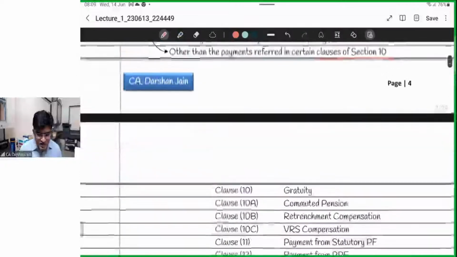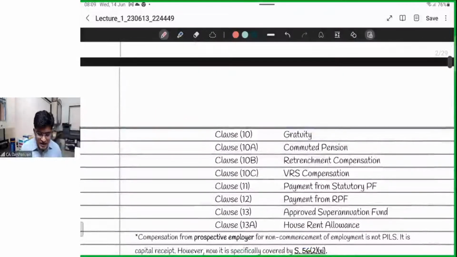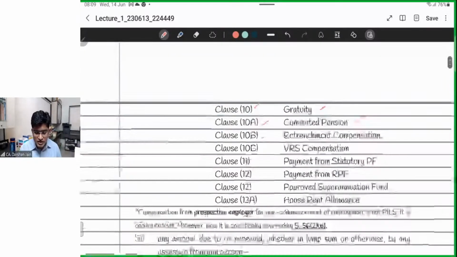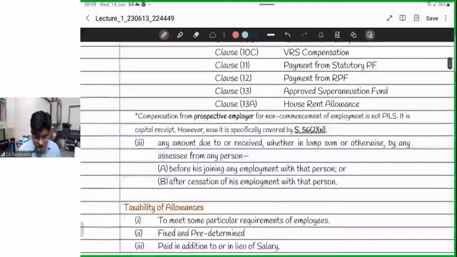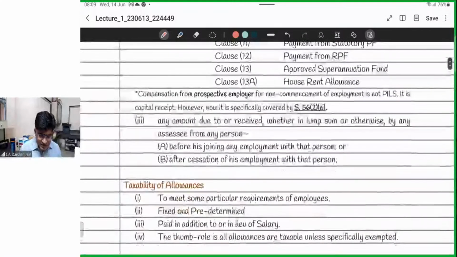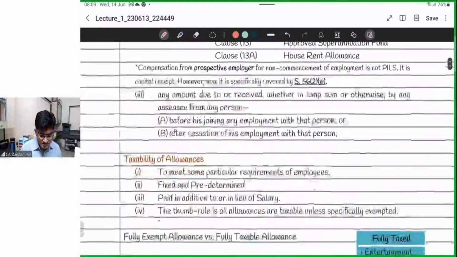Going further, there are a few exemptions that you get under section 10(10). You get an exemption for gratuity under 10(10)(a); then commuted pension, retrenchment compensation, VRS, payment from statutory provident fund, etc. Right? So you've got a lot of exemptions.